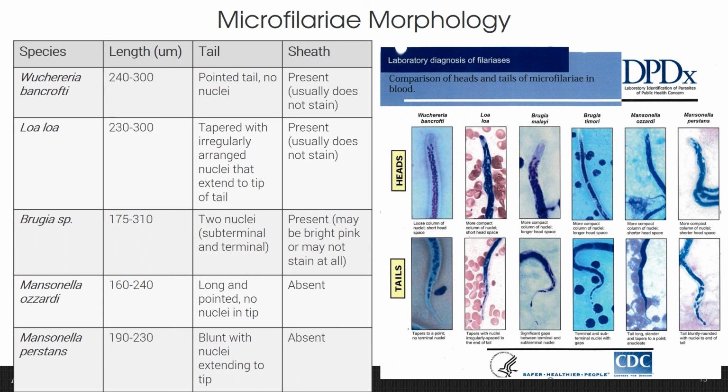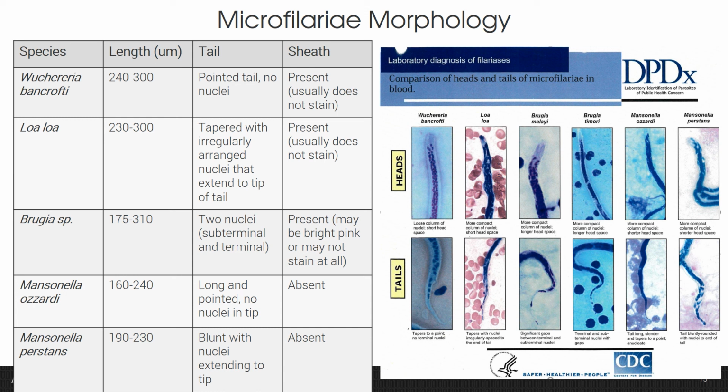It is useful to compare the tails of microfilariae to help identify the species. Wuchereria bancrofti is 240 to 300 microns in length. The tail is pointed with no nuclei. When the sheath is present, it usually does not stain.